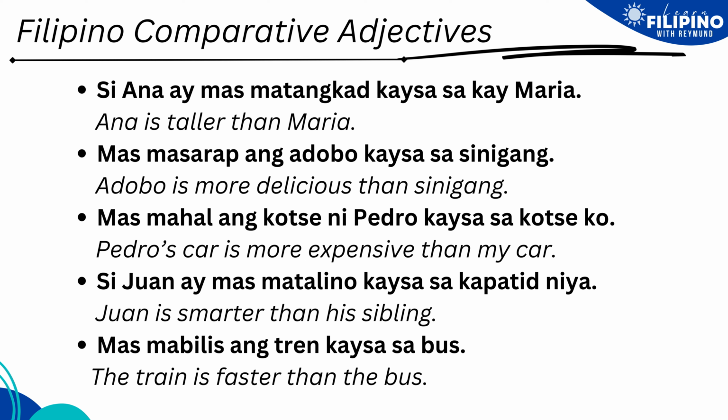Mas mabilis ang tren kesa sa bus. So the train is faster than the bus. Mabilis means fast and mas mabilis is faster.